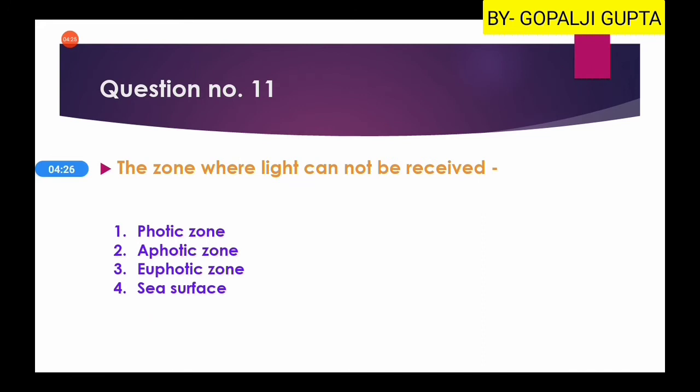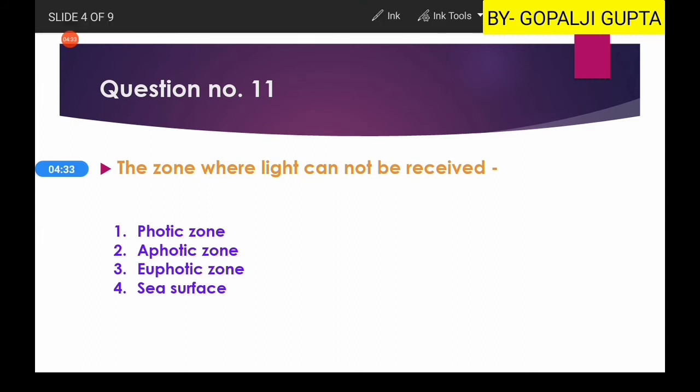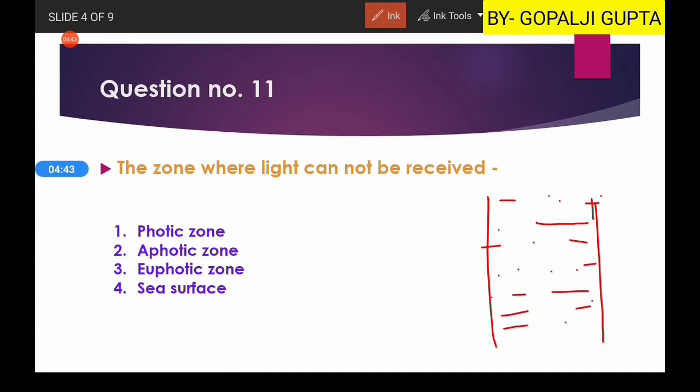Then question number 11 is about the zone where light cannot be received. Within the ocean, there is a large piling up of water like this. It is kilometers deep, 1 kilometer, 2 kilometers, and in certain oceans 4, 5, even 6 kilometers in depth.